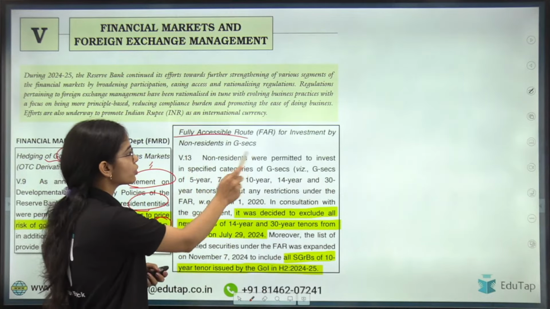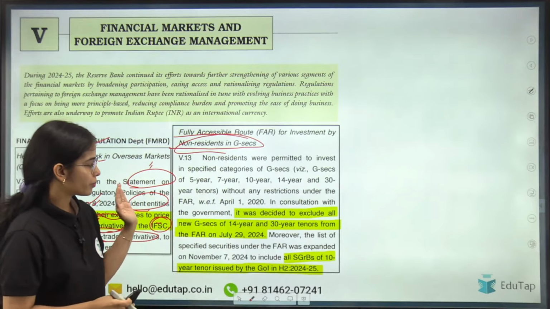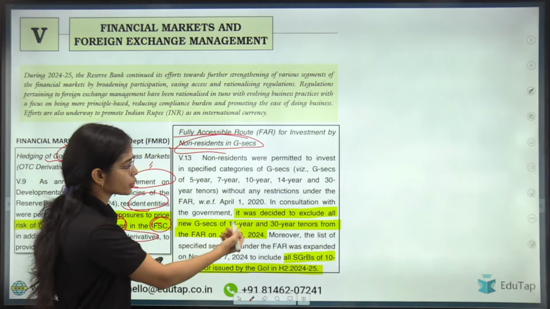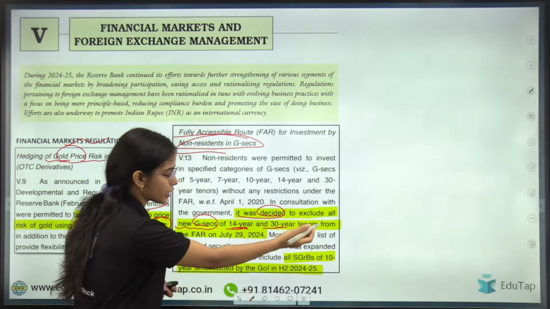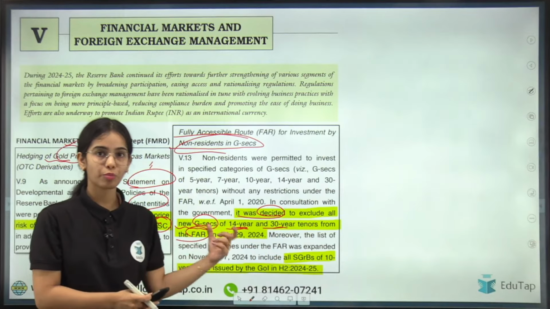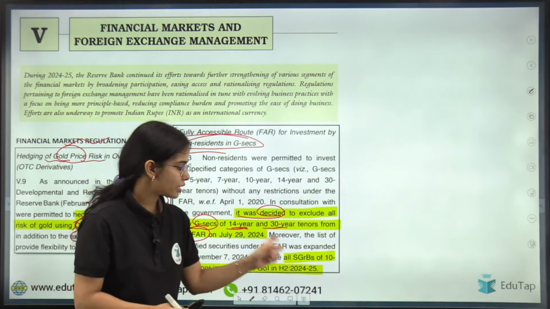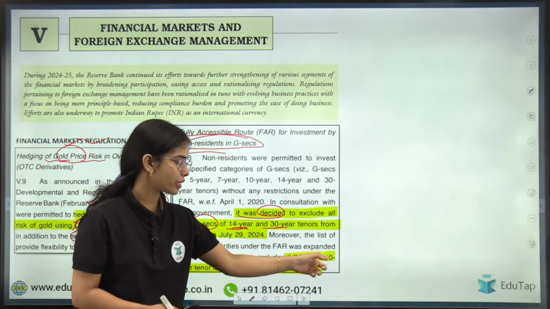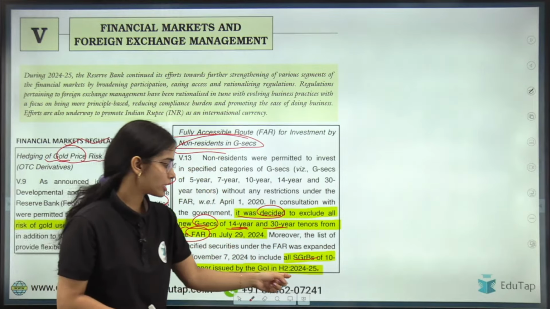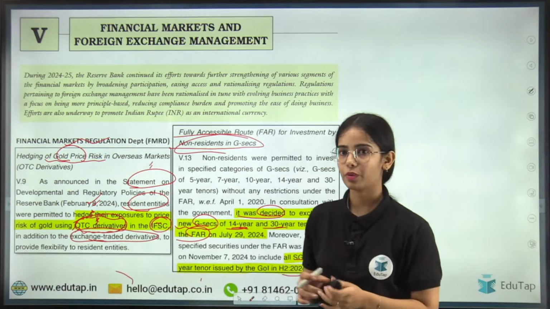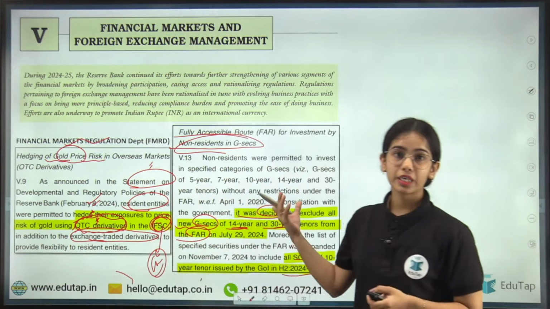Next is the fully accessible route for investment by non-residents in government securities. In April, in consultation with the government, it was decided to exclude all the new government securities of 14-year and 30-year tenors from the fully accessible route. From this, a question came in last year's RBI Grade B examination, right? It was further said that all the sovereign green bonds of 10-year tenure will be included under the fully accessible route for the second half of the financial year 2024-25. Okay, so yes, the IFC is in Gujarat, in GIFT City.